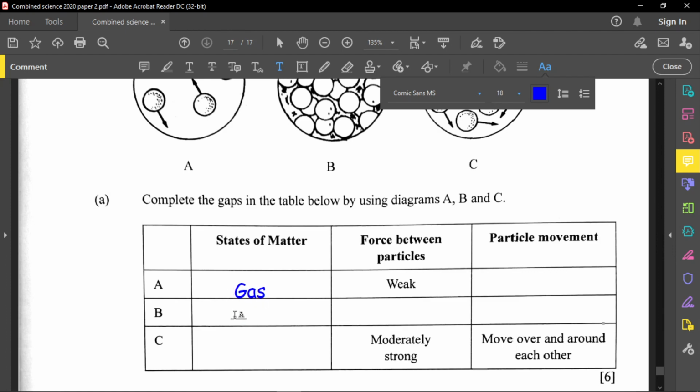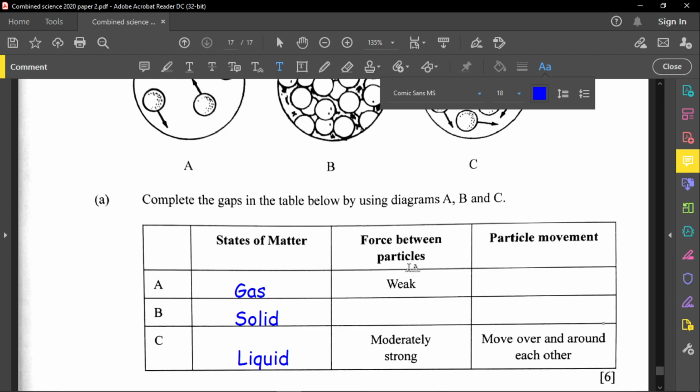The B is very close, so this will be solid. And C now is not so far apart, closer than A, but further than B. So this one will be the liquid state.